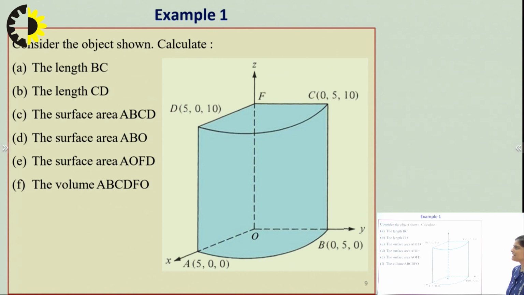Let us consider an example. Here we have the x-axis, y-axis, z-axis, and coordinates are given for point A, B, C, D, and this is the origin, this is point F. Now this is the figure for this question, and we have to find the length BC, length CD, surface area ABCD, the fourth case is surface area ABO, AOFD surface area, and the last one is the volume ABCDFO.